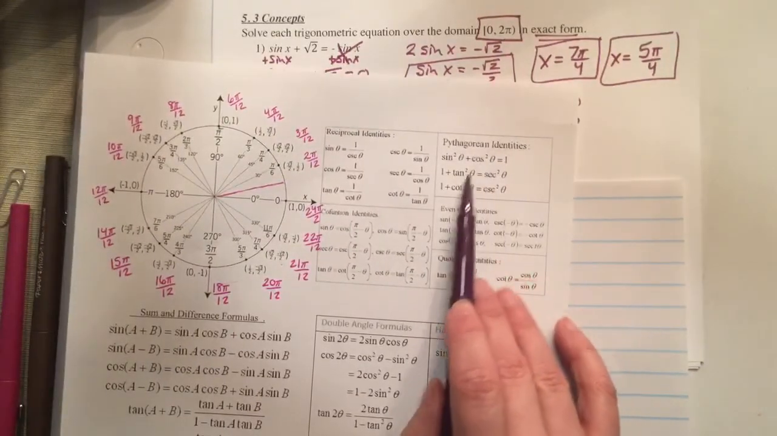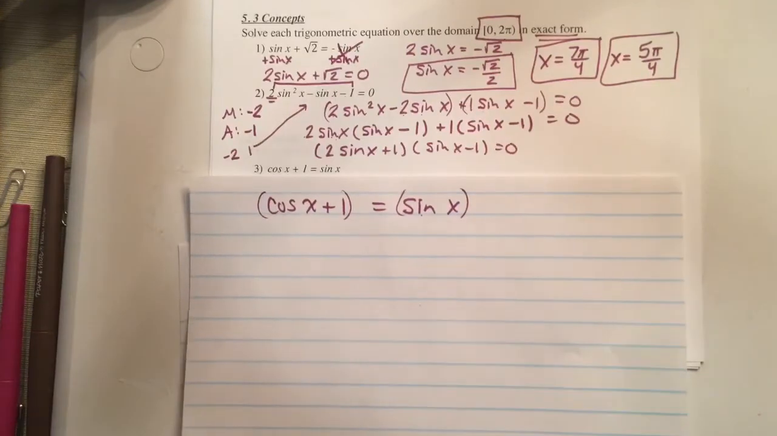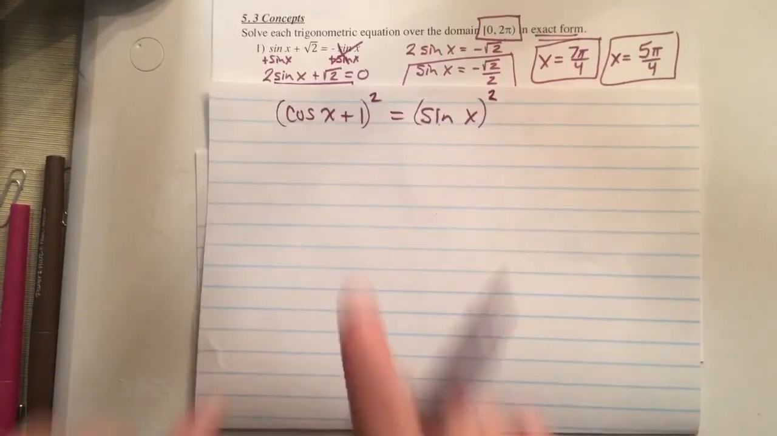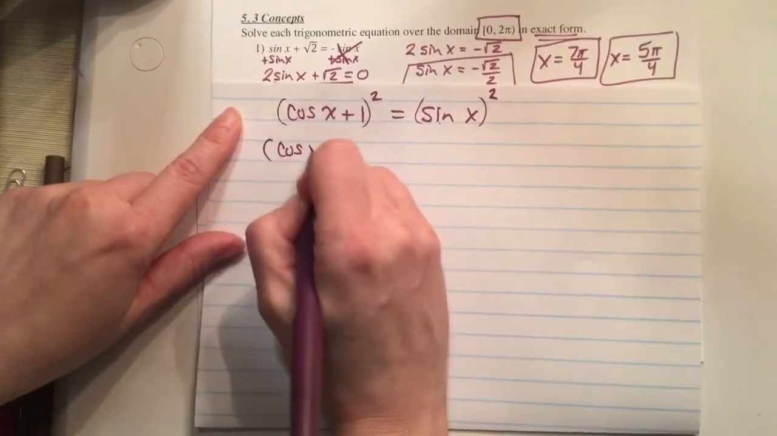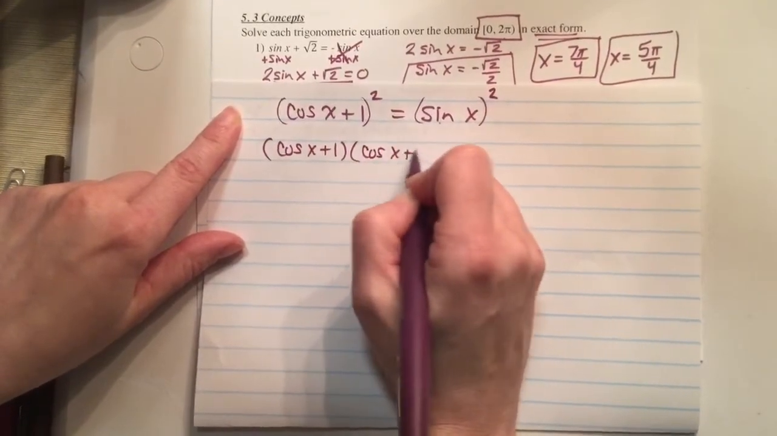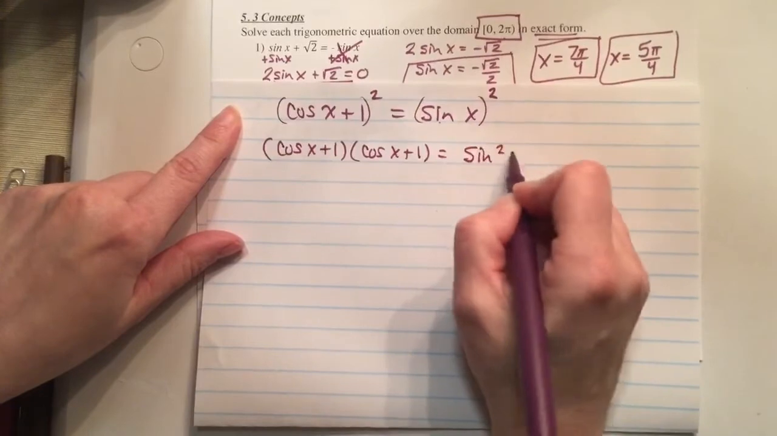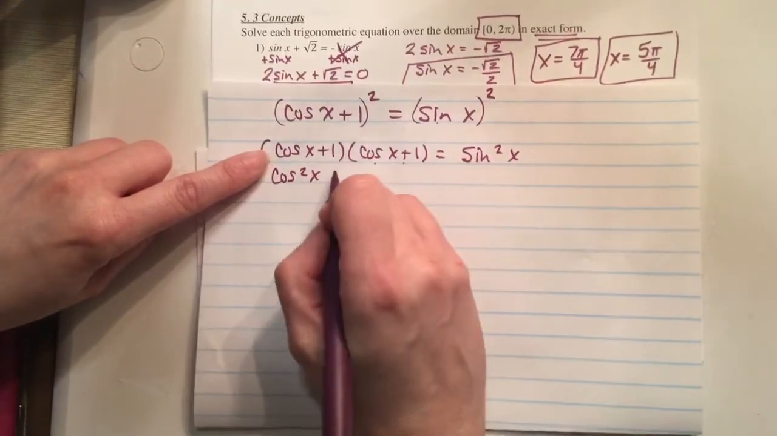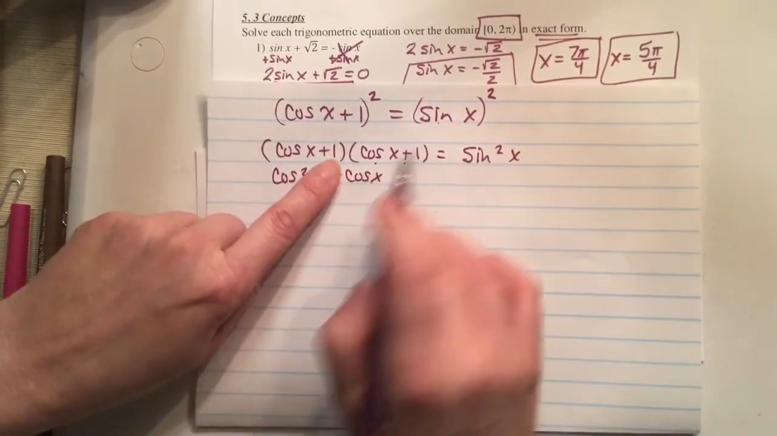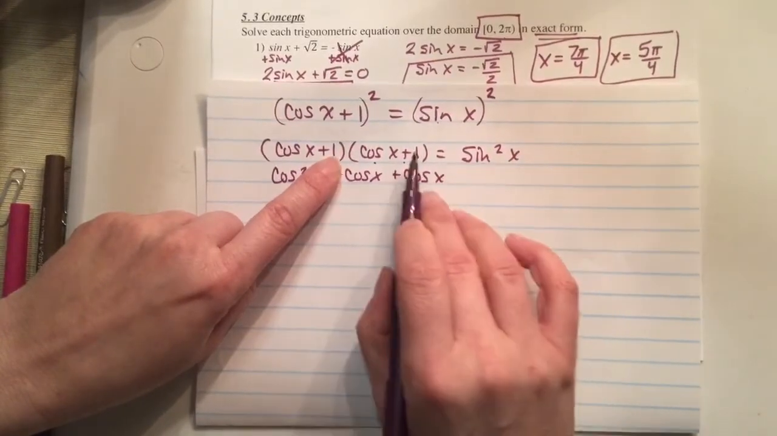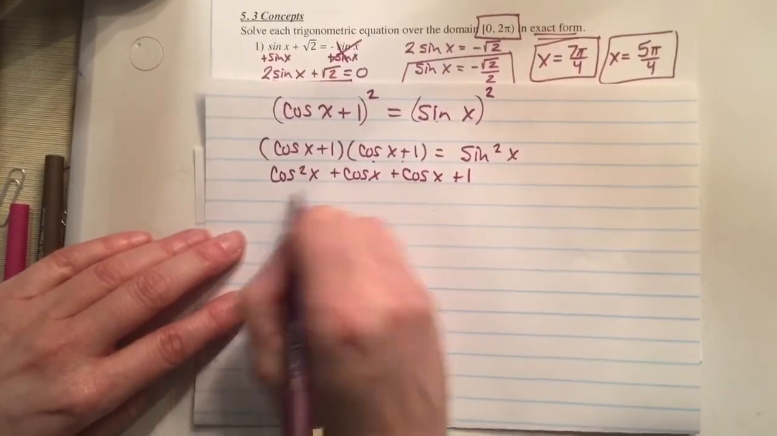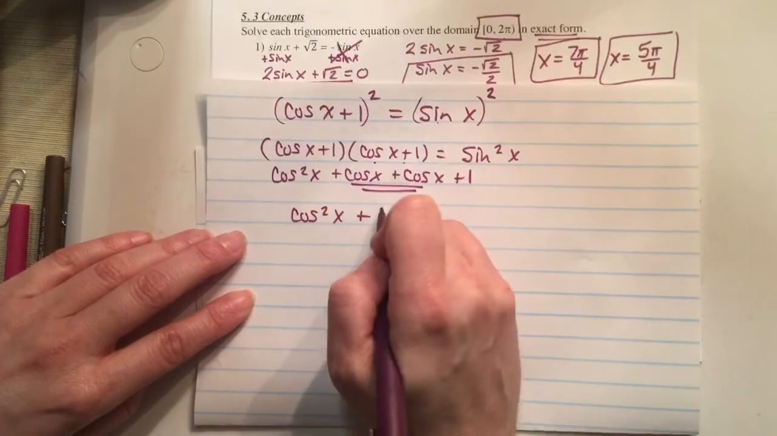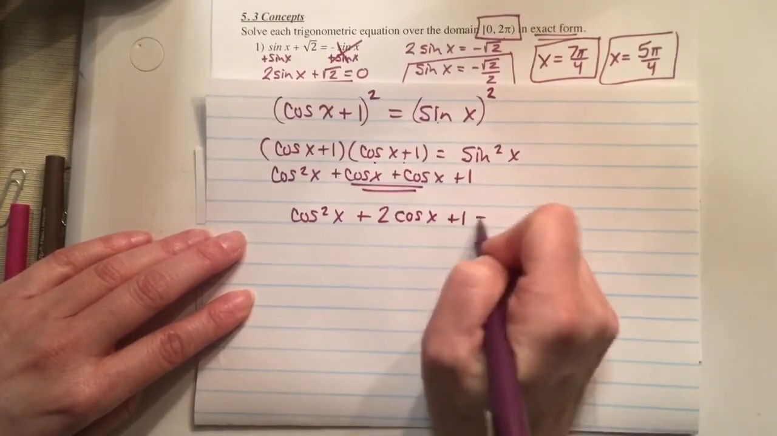I noticed that I have cosines and sines, so I need to use a Pythagorean identity. They have to have powers of 2. So step 1, you square each side. What you do to one side of an equation, you always do to the other. Because this is a power of 2 on a binomial, you are going to end up foiling this side. This ends up being sine squared of x. Cosine of x times cosine of x is cosine squared of x. Cosine of x times 1 is cosine of x. 1 times cosine of x is cosine of x. 1 times 1 is 1. So I can combine my two like terms: cosine squared of x plus 2 cosine of x plus 1 equals sine squared of x.